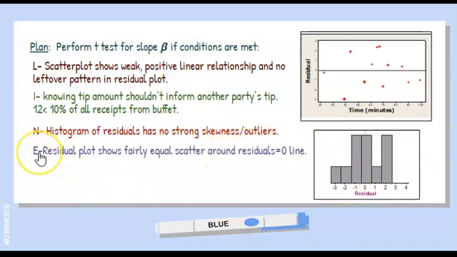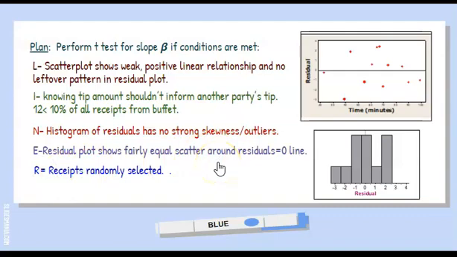E is for equal standard deviation. So we go back to our residual plot, make sure that the scatter is pretty equal above and below the line. It's fairly equal. Scatters around residuals equal 0 line, that's this line right here. So that's all I really have to say. It's just referencing our residual plot. And then remember the A is just for and the R is for randomness. Were receipts randomly selected? Yes, they were.